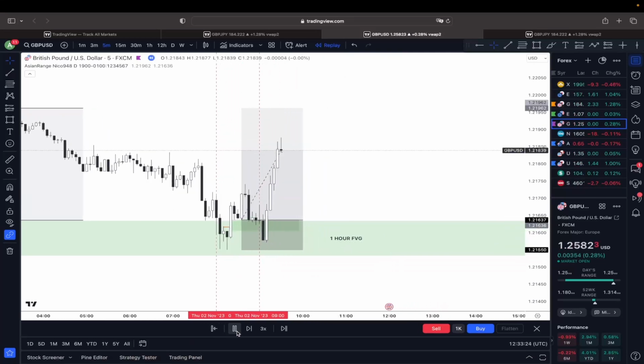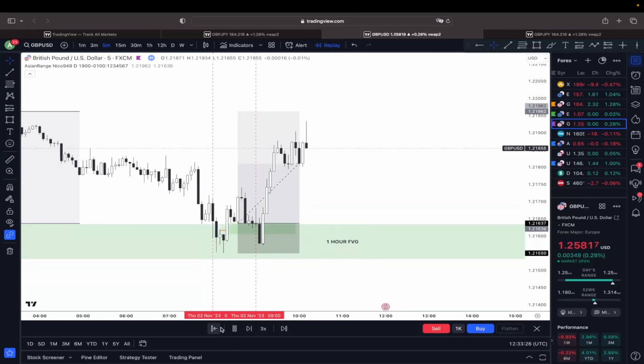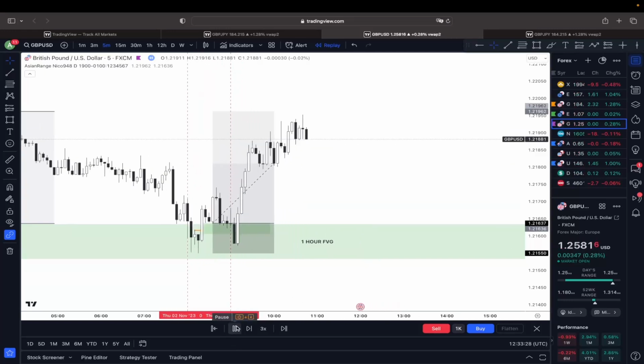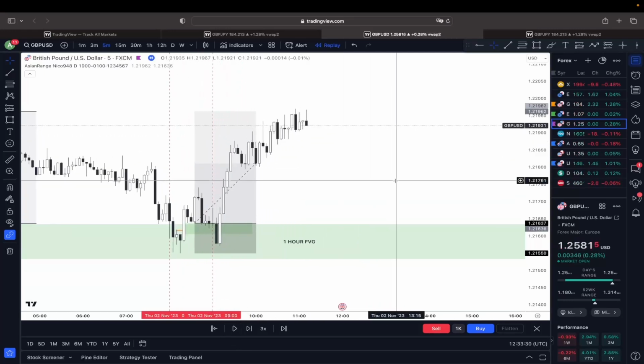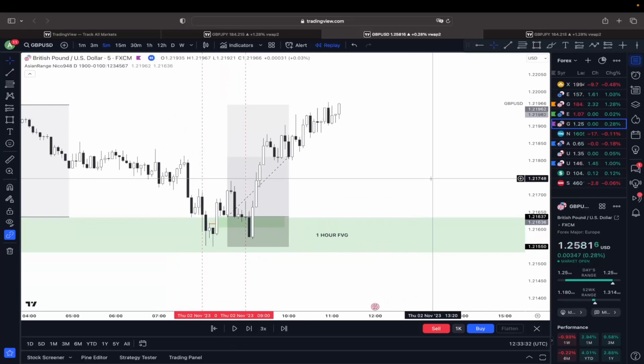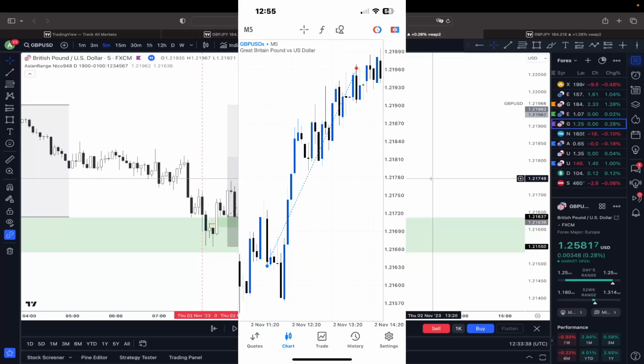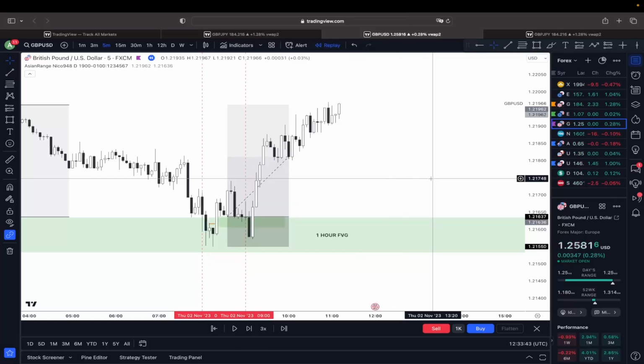We did reverse a little bit before going and absolutely smashing that take profit, which happens right about now. So this was a buy that I took. I'll put the proof of that on the screen right now from my MetaTrader 5. It is a trade that I took on the 2nd of November on GBP USD.